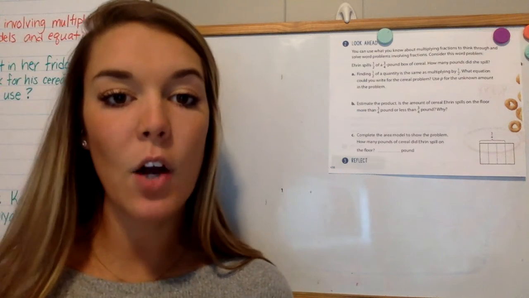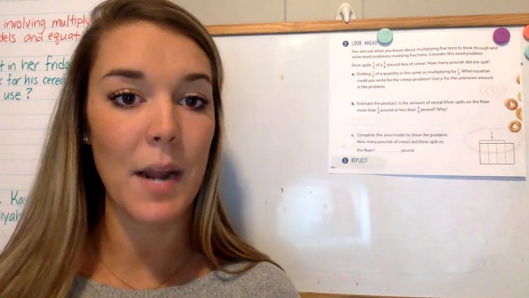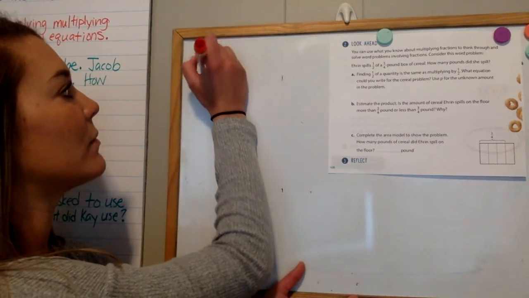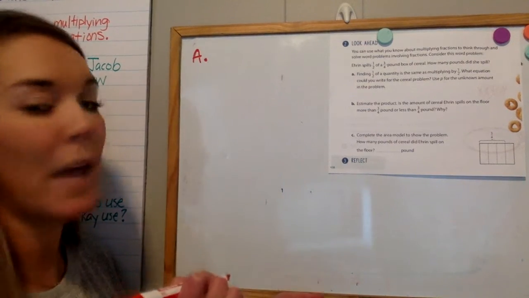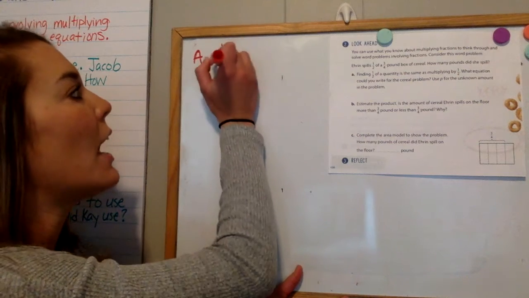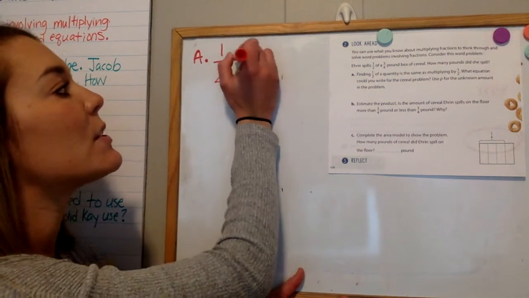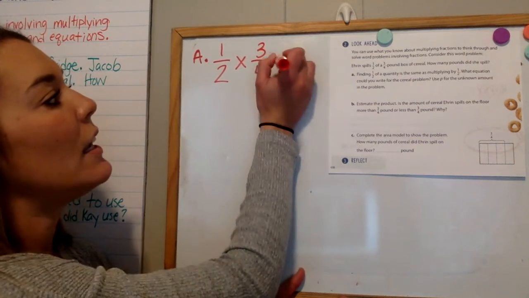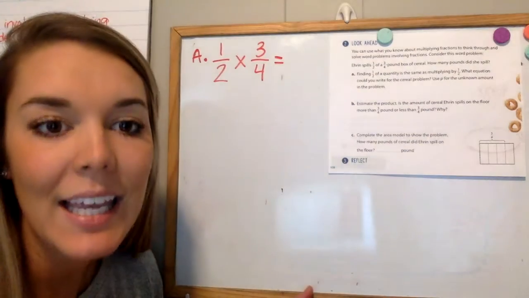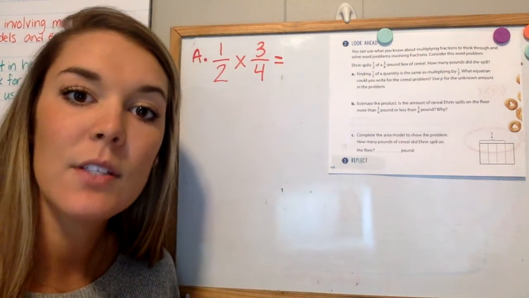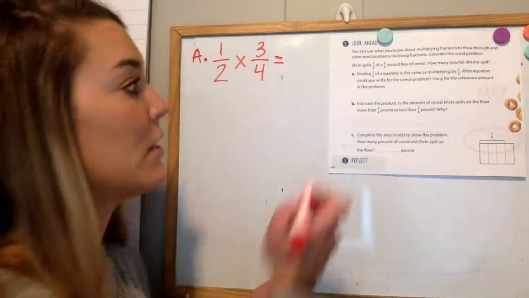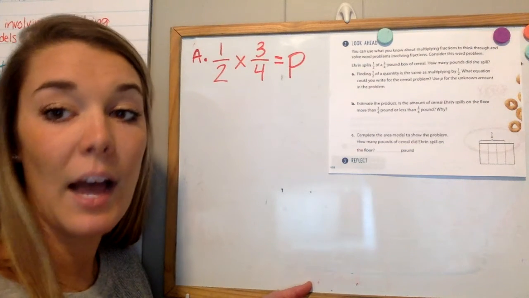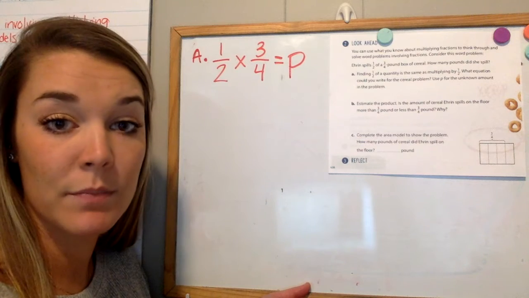So it's asking me what equation I can use. So I'm not solving it just yet. I'm just showing the equation. So underneath A here, we're going to be writing that. Well, my equation is going to be 1/2 of, which is the same thing as multiply, 3/4 equals, it says P is the unknown amount. So we don't know the answer yet. So that is going to be P. Okay? I bet they did P for product.